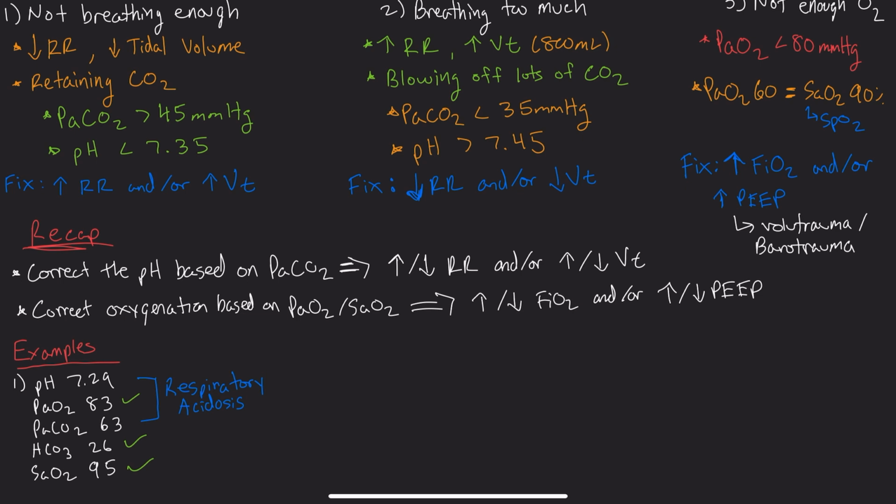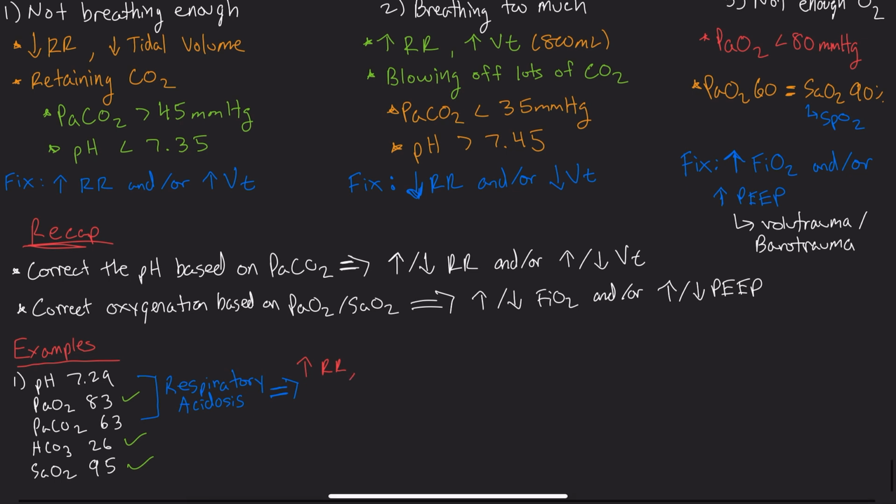So the ways to correct this: patients are retaining a lot of CO2, right? So we need them to blow off more CO2 or have them take increased or larger breaths. So you can increase your respiratory rate, or you can increase your tidal volume. That will have them either breathe more frequently or breathe larger breaths. It's going to have them expel more of that CO2, correct the pH, and correct the PaCO2 as well.